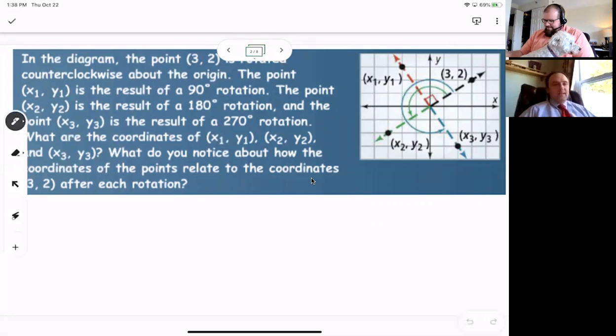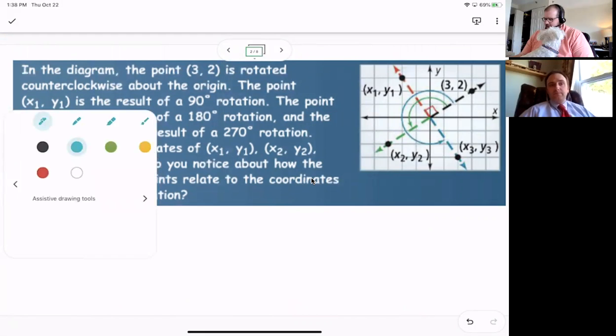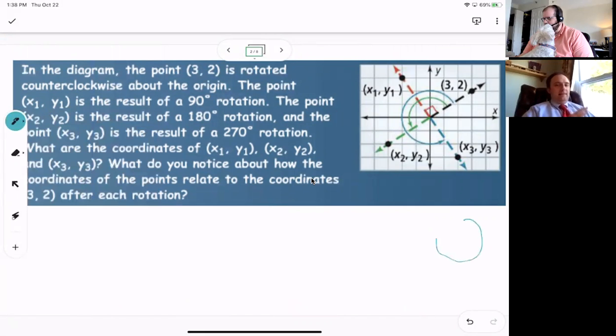Okay. So we've got rotations. The point 3,2 is rotated counterclockwise. What's counterclockwise? Well, I know that when I look at my watch, because I have an analog watch, the dials go this way. So I'm guessing that's clockwise. That is. That means that counterclockwise is going the opposite way.